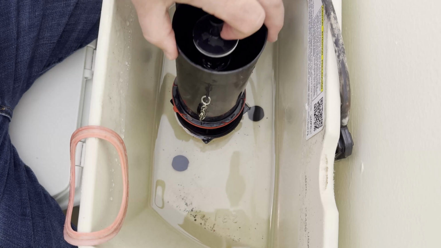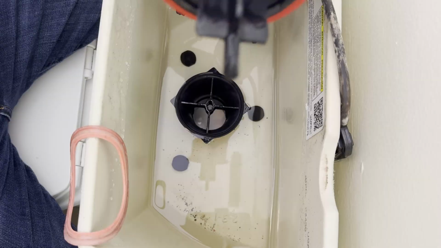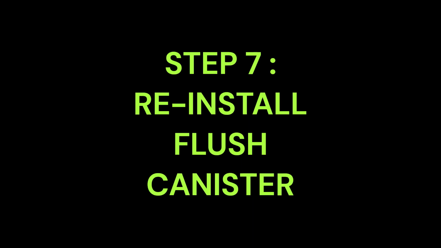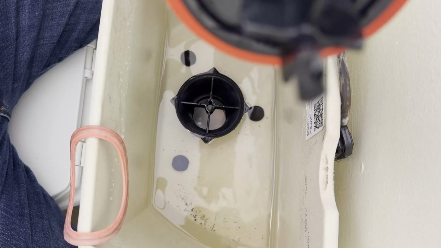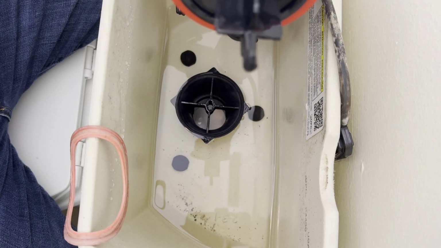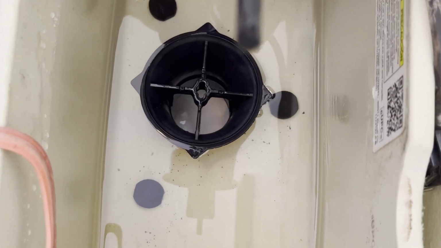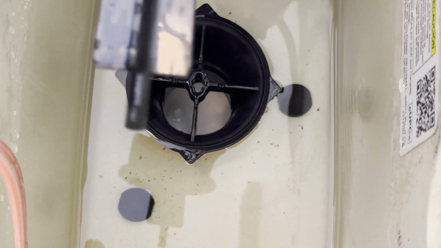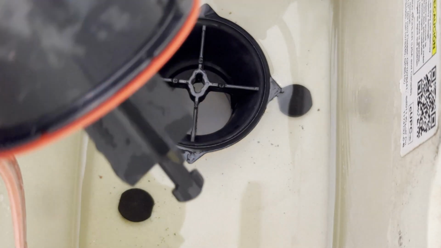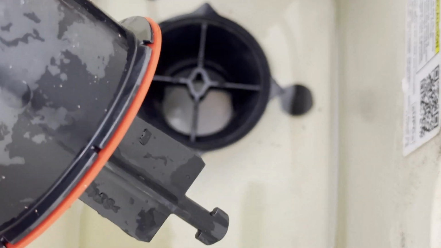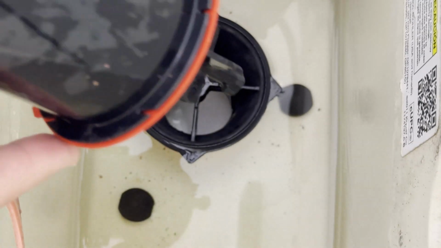There we go. So there's that point. Now we're going to reinstall the flush canister. So not a big deal. There's that point. Now we're just going to have to put it into that slot down below. Sounds easy, but it's kind of a blind insertion.